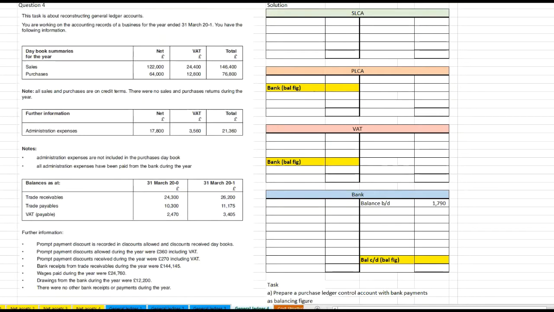Actually, I've broken my own rule there. I always say read the whole question before you start it, and that's what I should have done. If I had read further down, I would have seen more information, and I would have seen that I've got my opening and closing balances on my trade receivables, which is my sales ledger control account, and my trade payables, and also my VAT payable. So let me fill this information in first.